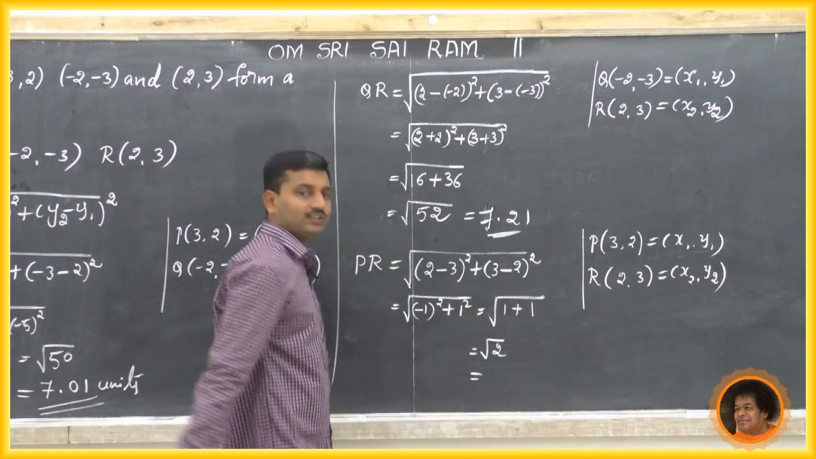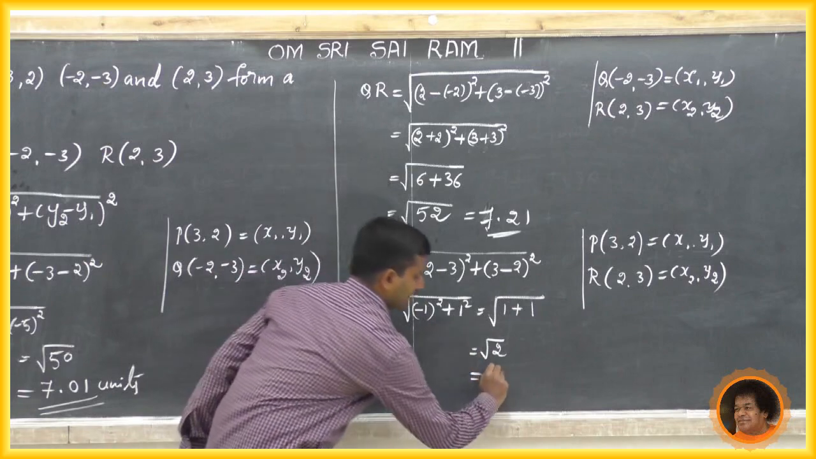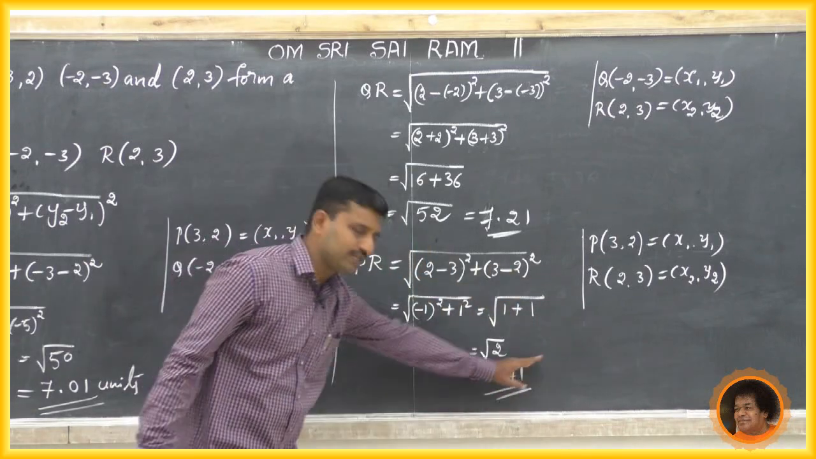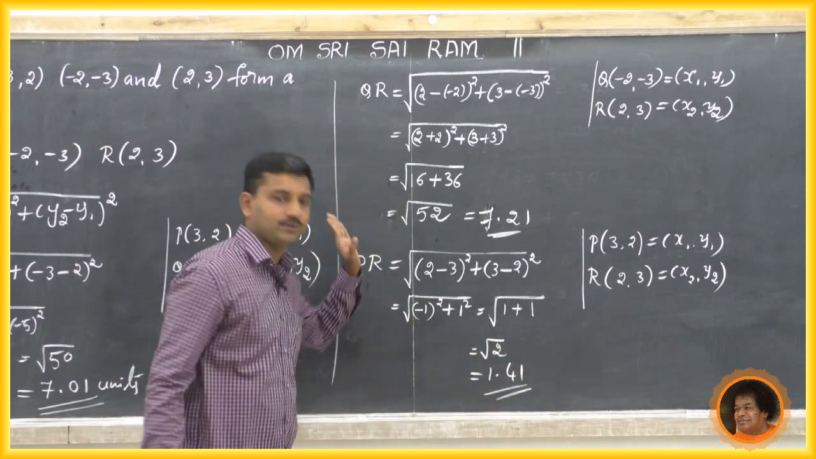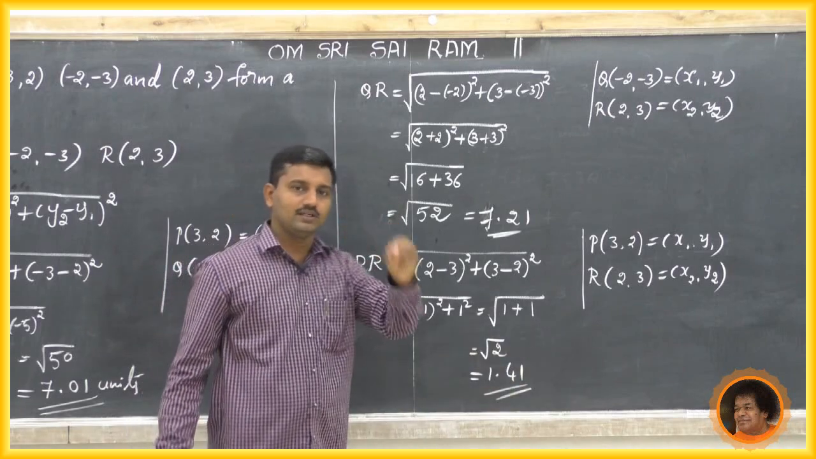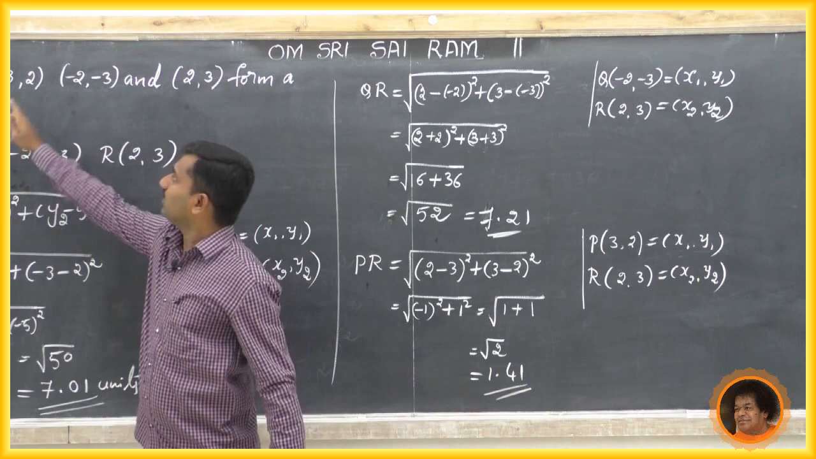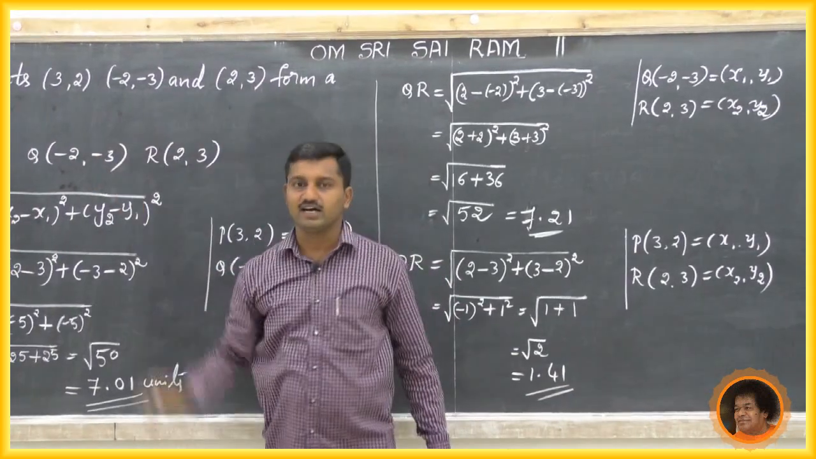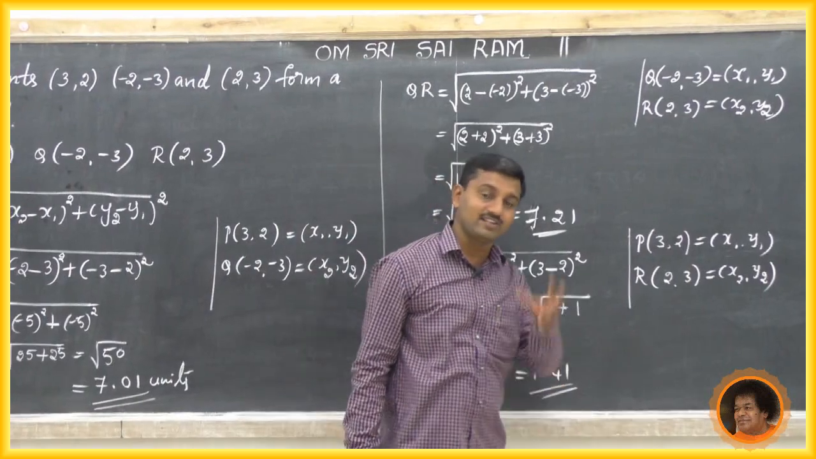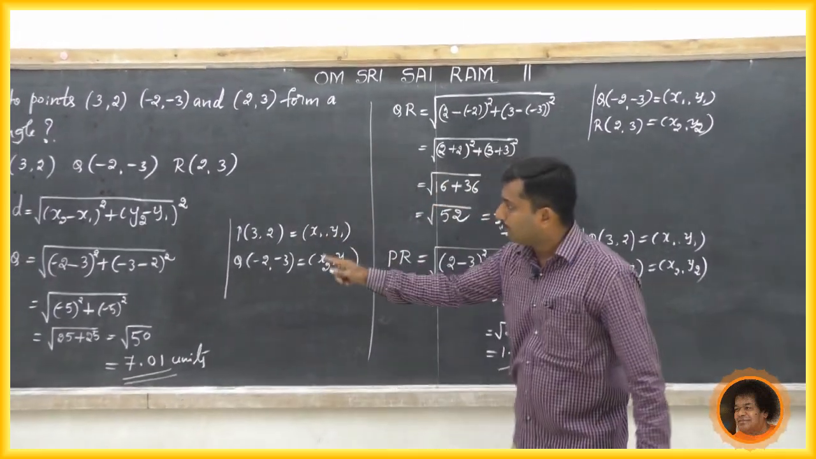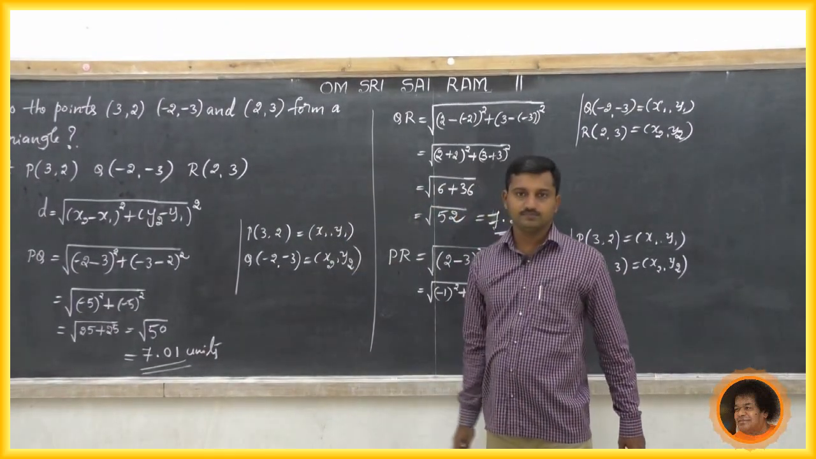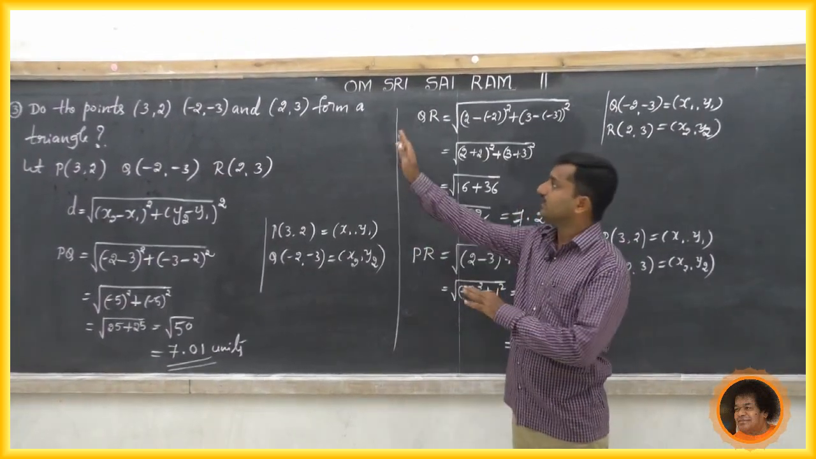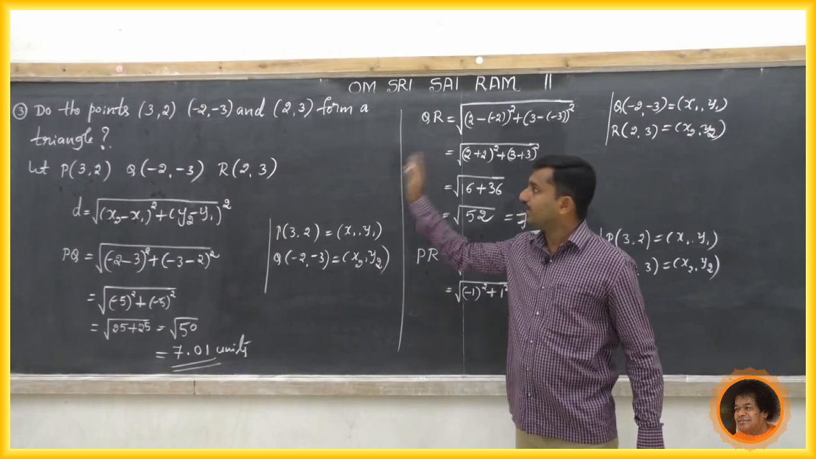So what is the value of root 2? The approximate value is 1.41 units. So this is the distance between P and R. What is the question given? Do the points 3, 2, minus 2, minus 3 and 2, 3 form a triangle? What is the condition? The sum of any two distances is greater than the third distance. Then we say that these 3 points form a triangle.